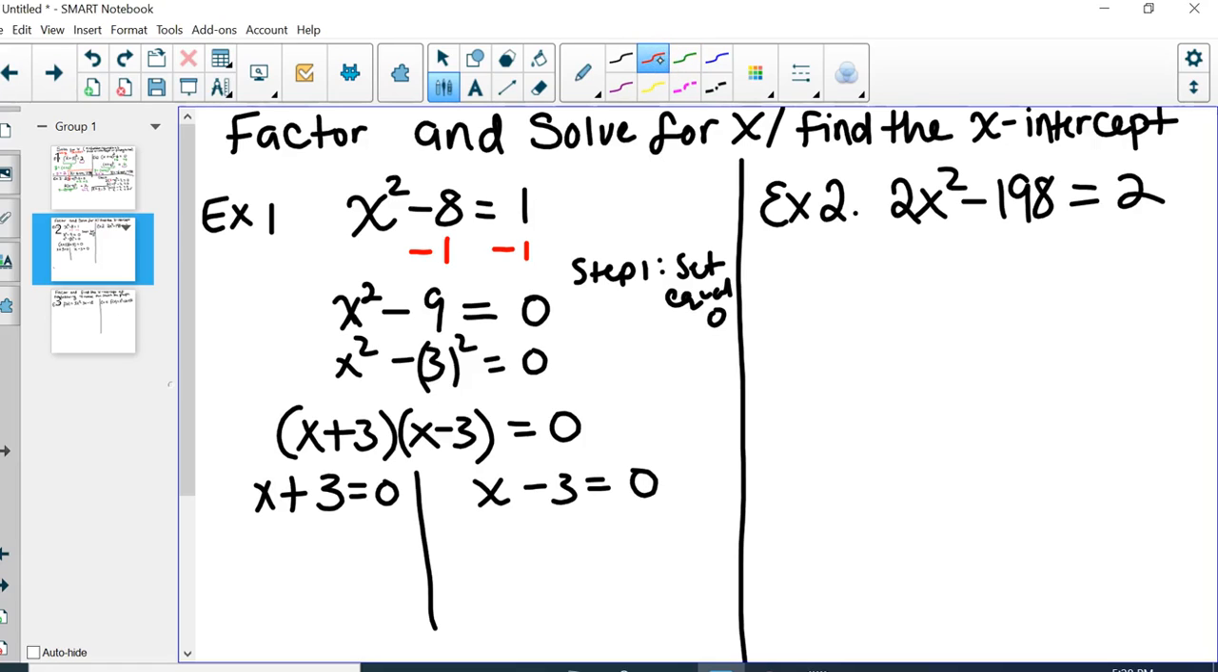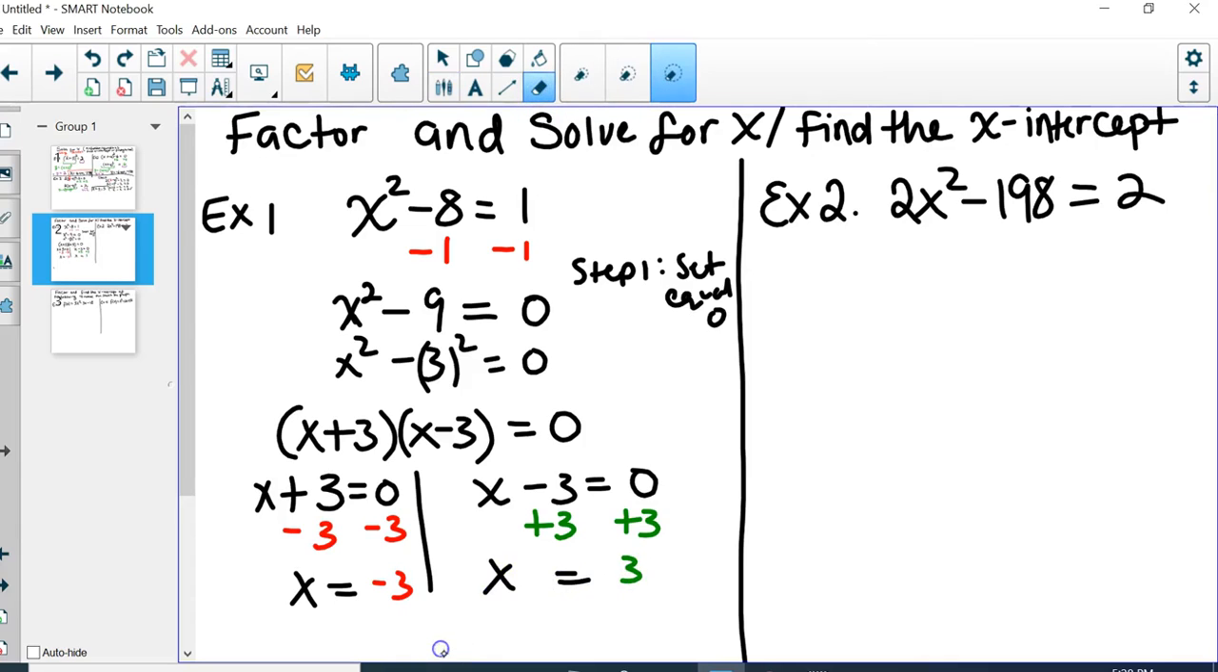For x plus 3, we subtract 3 from both sides. We end up with x equals 0 minus 3, which is negative 3. And for x minus 3, we do the opposite, adding 3 on both sides. We get x equals 0 plus 3. Once I'm done with that, I have my two answers. So my answer is x equals negative 3 and positive 3.